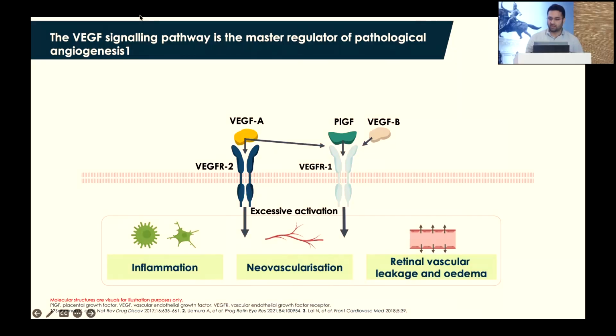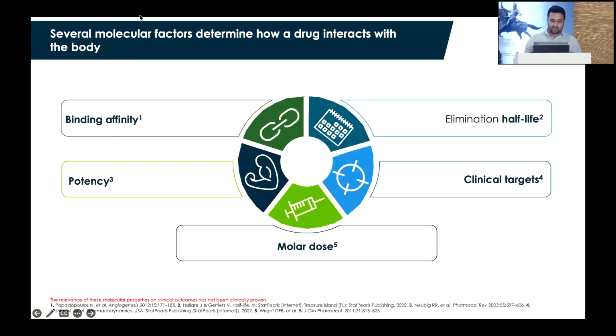So the VEGF signaling pathway is basically pathological. It results in angiogenesis. We know there are VEGF1, VEGF2 receptors, and VEGF-A, PLGF, VEGF-B. These are the molecules which activate them and cause inflammation, neovascularization, retinal vascular leakage. Now, anti-VEGF agents are tested mainly on these 5 factors: binding affinity, half-life, potency, clinical targets, and molar dose.